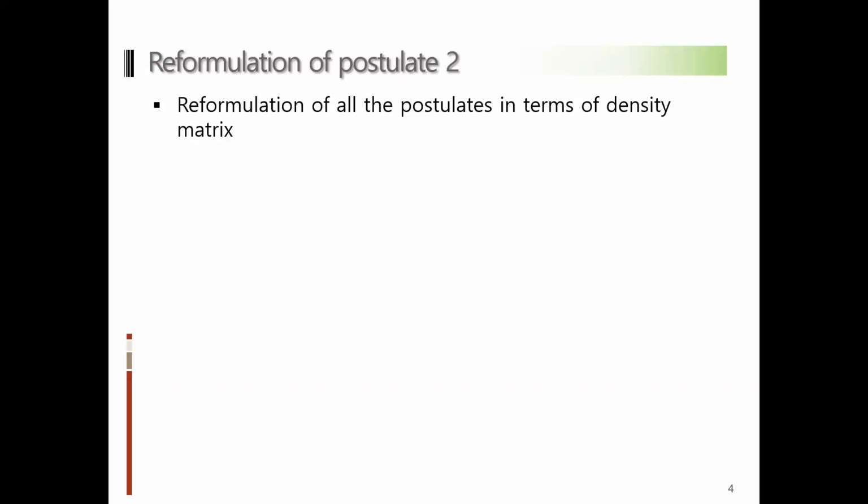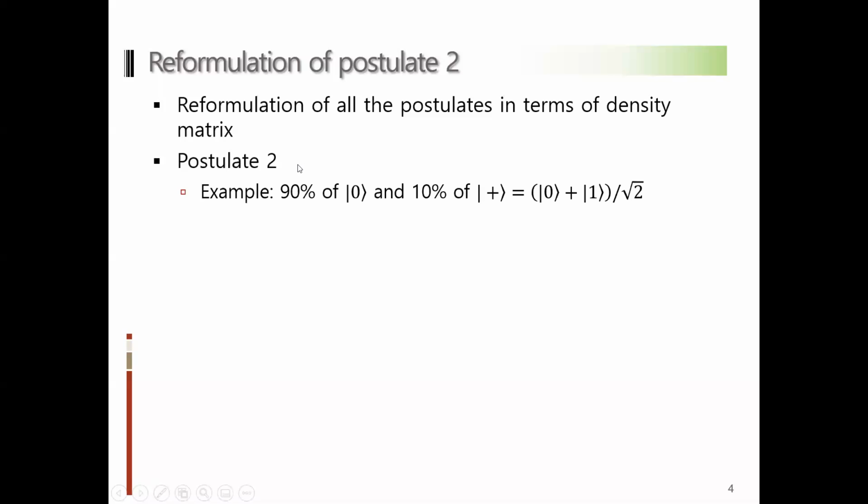So because now we are going to deal with the density matrix, we should also consider how we can describe the change of the density matrix, or the properties of the density matrix, according to the postulates of quantum mechanics. So we are going to reformulate all the postulates in terms of the density matrix. The first postulate we are going to consider is the second postulate, which describes how a given quantum state will evolve.